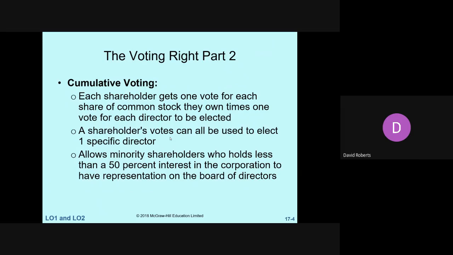Otherwise, whoever has the 50% plus one controls the entire board of directors, which doesn't somehow seem fair. Think about it. If somebody owns 60% of the company, they should have 60% influence. Another person who has 40% of the company would have no influence at all. So cumulative voting allows the shareholder who owns 40% of the shares to get some representation on the board of directors, approximately 40%.